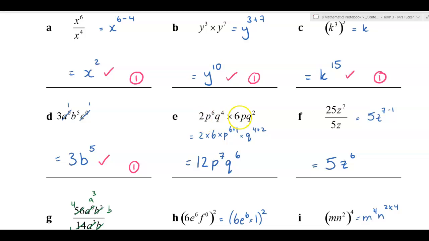E, we do 2 times 6 is 12, p to the 6 times p is p to the 7, q to the 4 times q to the 2 is q to the 6. That's a pretty hefty 1 pointer. I think that would be more than 1 point in your exam, but just do 1 point for today. Either you got it, you sort of got it for half a point, or you didn't get it for no points. And f is 5z to the power of 6.